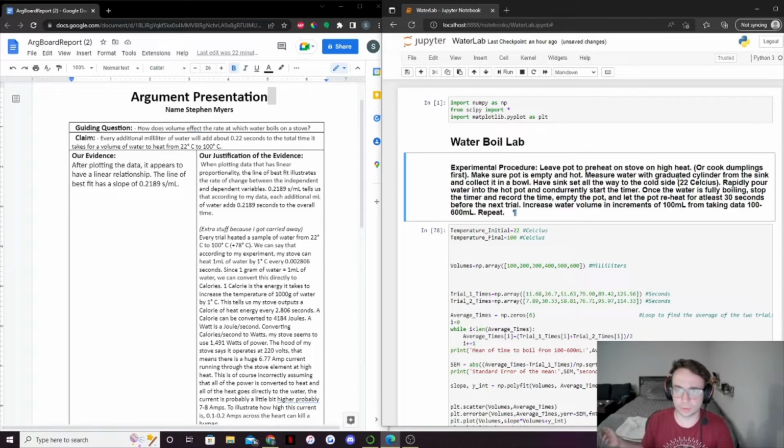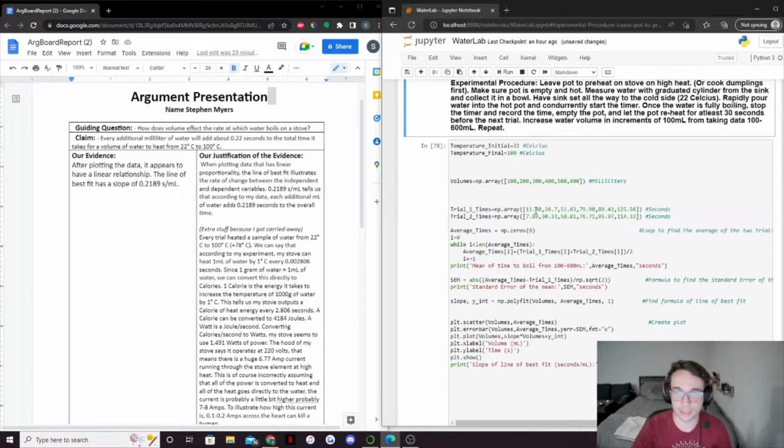Then I rapidly poured the water from the bowl into the preheated pot and concurrently, oh gosh, I spelled that wrong, started the timer. Once the water was fully boiling, I stopped the timer, recorded the time, emptied the pot, let the pot preheat for at least 30 seconds before the next trial, and then I did the next trial. So I increased water volume in increments of 100 milliliters, and I took data from 100 to 600 milliliters, and I got two sets of data.